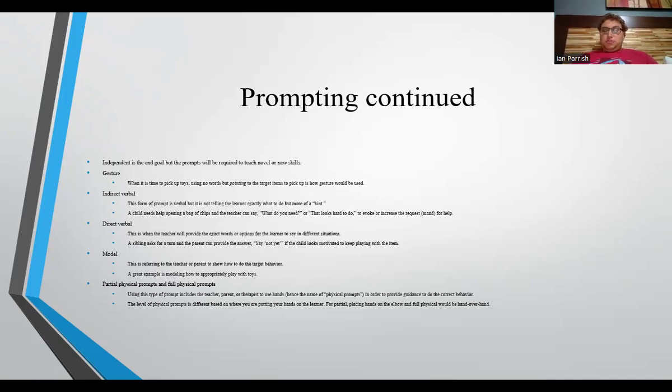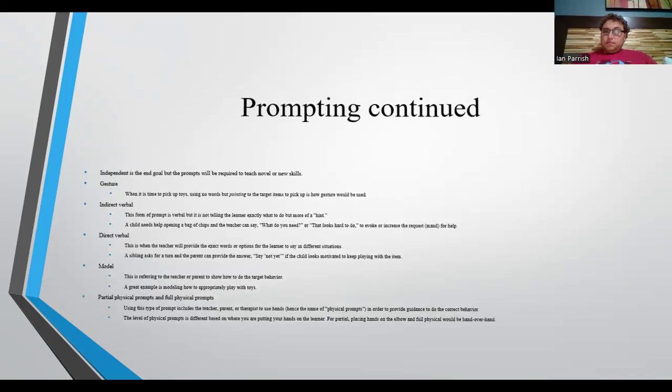The last prompt, so there's two more technically, but they're both physical prompts. Partial physical prompts are when you literally use part of your body, usually your hands, to guide them to do the target behavior you want them to do. Partial refers to your hands being under their elbows, and then hand over hand is the physical prompt. That's usually very common, like teaching them how to wash their hands. You usually have to do hand over hand.